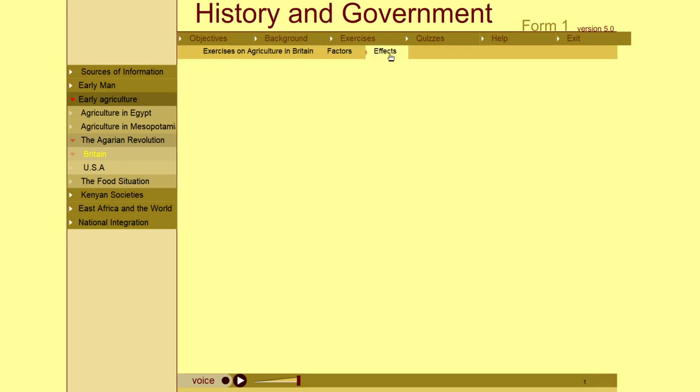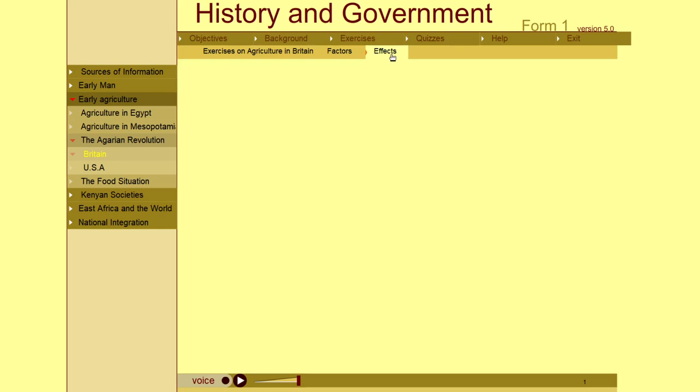Agrarian revolution in Britain affected people's lives in many ways. Some of these include 1. Improved methods of farming that led to increased food production. 2. Increased agricultural production that led to rapid population growth as availability of more food reduced mortality rates and increased life expectancy. 3. It led to diversification of agriculture.